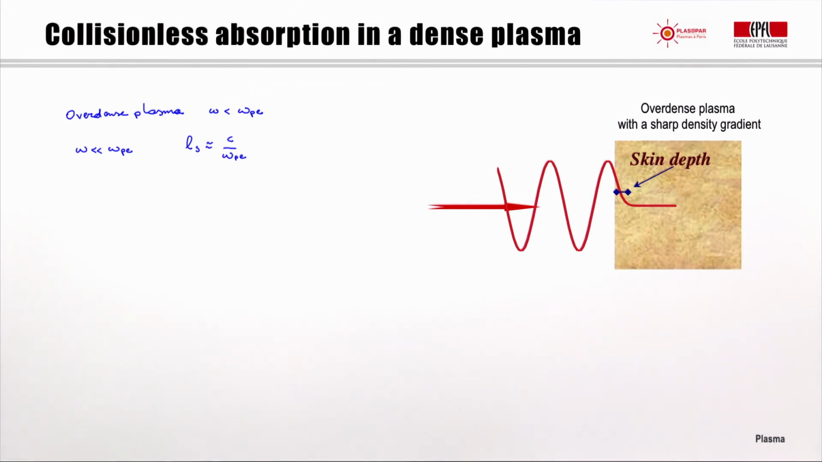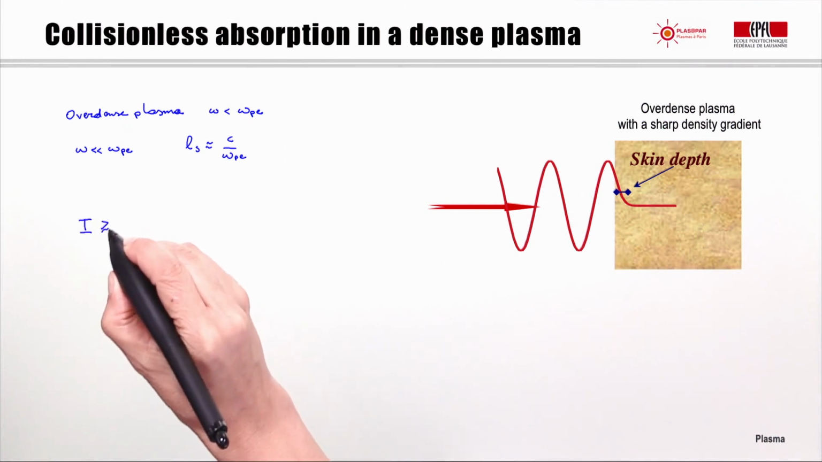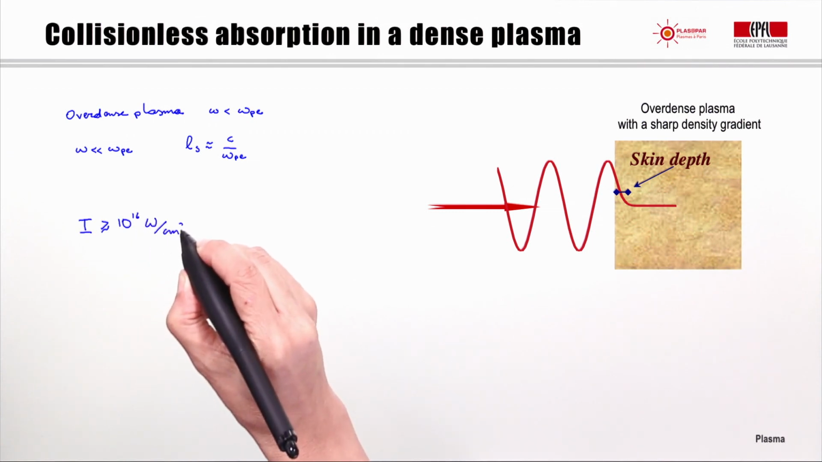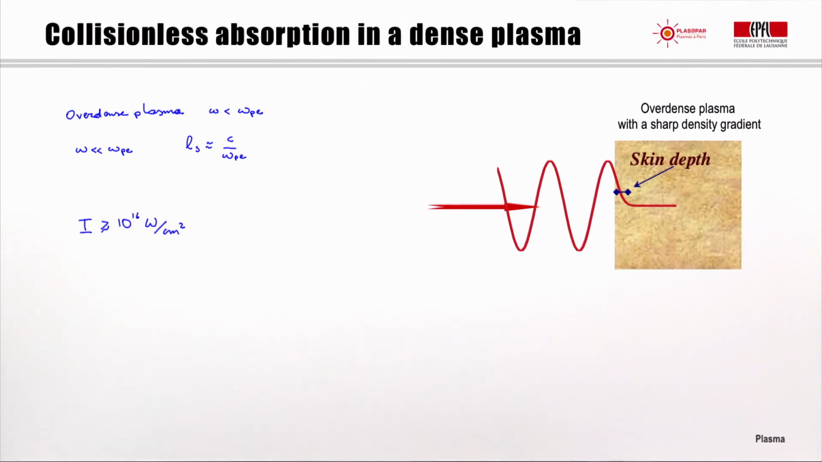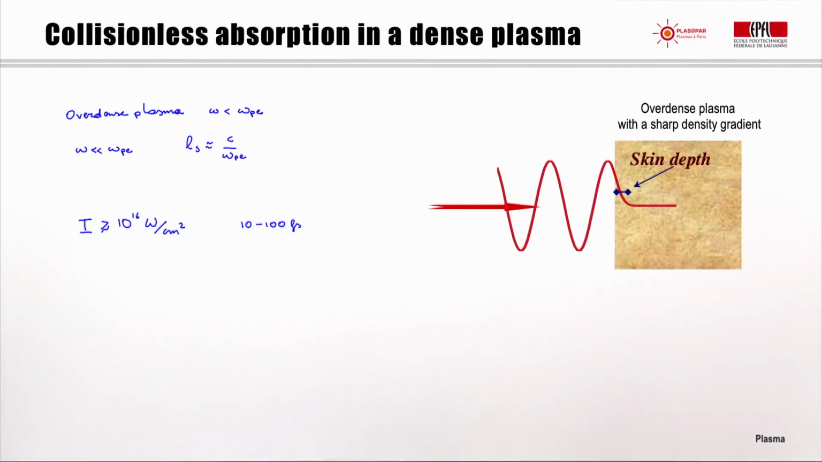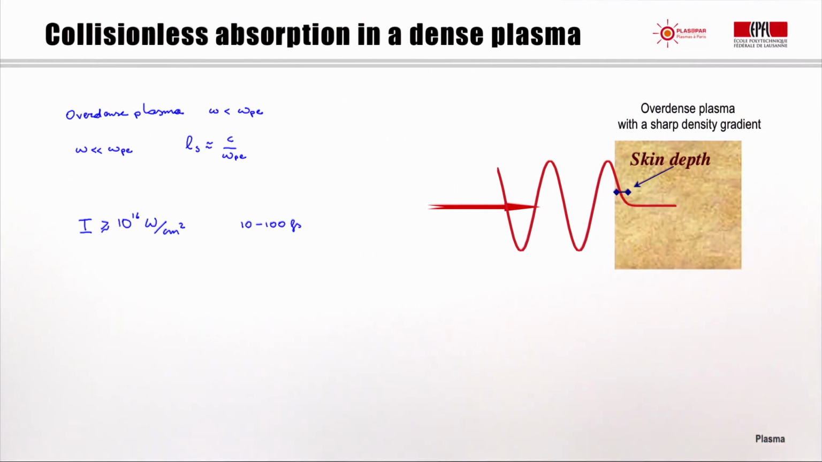In this condition, as we have seen previously, light will be reflected by the plasma, or in the case of a laser pulse, if the pulse is long enough, from 10 picosecond to some nanoseconds, there can be some absorption, heating and plasma expansion. However, if the pulse is very intense, that is, the intensity is above 10 to the 16 watt per centimeter square, and if the pulse is very short, 10 to 100 femtosecond, there can be a strong collisionless absorption that will happen at the surface of the plasma, as discussed in the next slides.